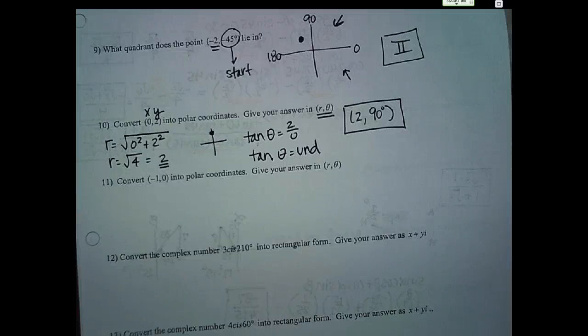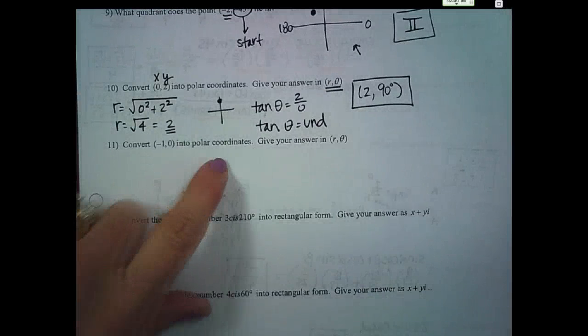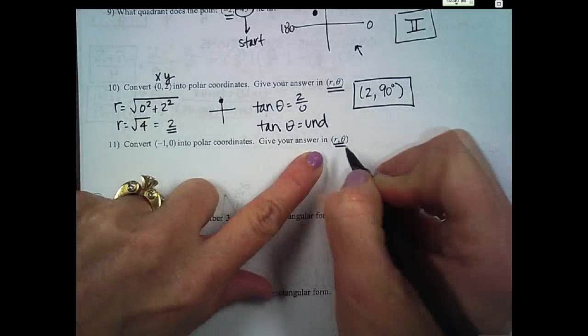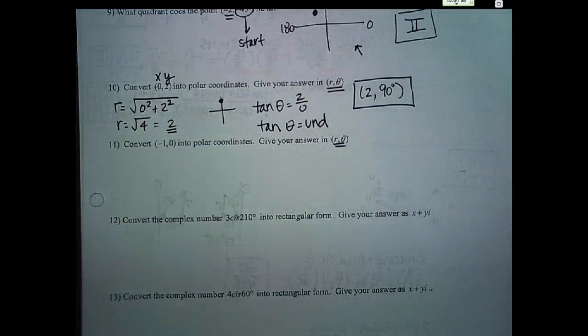The next one. Convert -1, 0 into polar coordinates. Give your answer in R theta. I'm going to let you try this one now. Give it a shot.